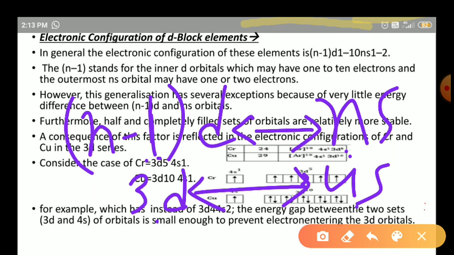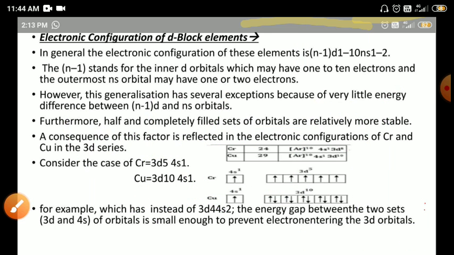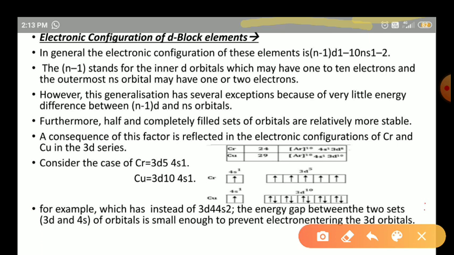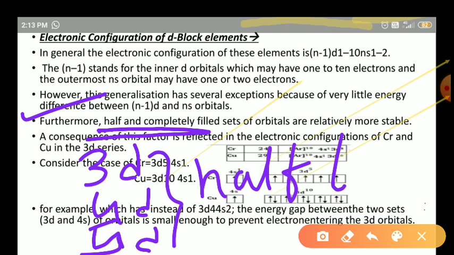Right, friends, is it clear? Okay. So the d block elements are incompletely filled. That is what we call the half filled orbital. Whichever d orbitals there are, either 3d, 4d, or 5d, these are incompletely filled, so that's why we call them half filled orbitals.